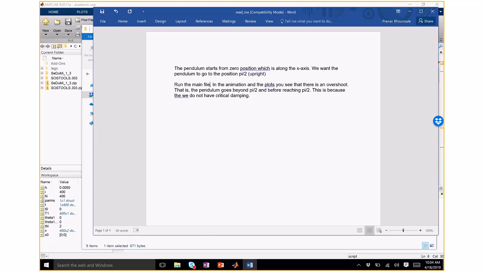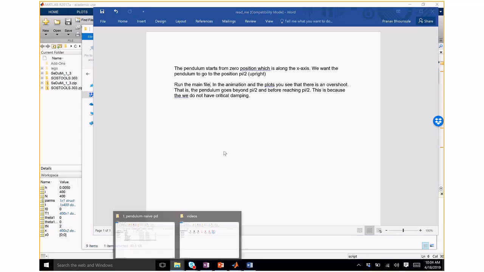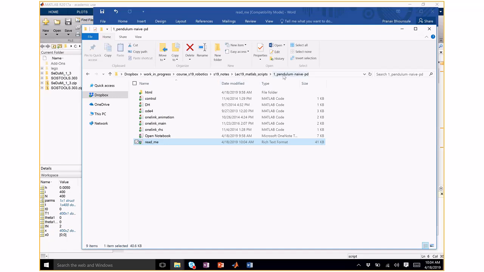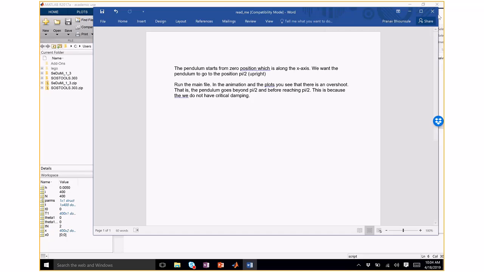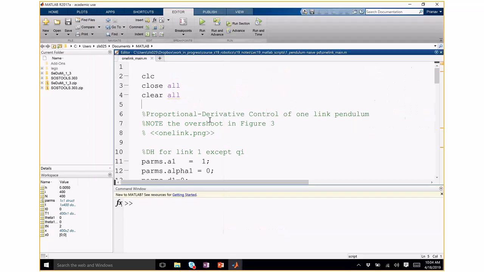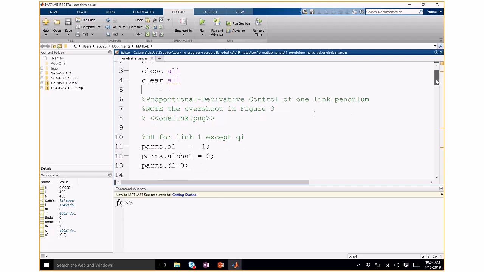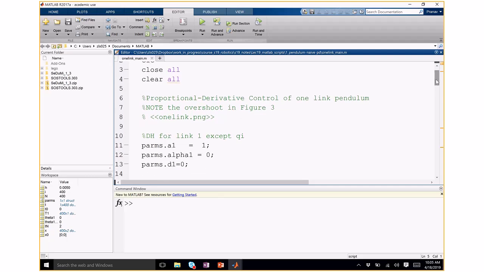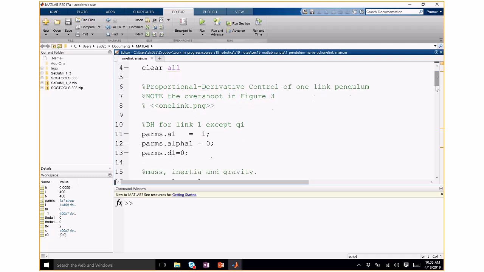Essentially what I'm doing is a PD control. The name of the folder, which makes it obvious, is called naive PD control, so here, pendulum naive PD. Let's see what happens. I'm going to take the main file. Essentially it's the same equation which we derived when we did the dynamics of a single link pendulum some time back. We wrote the Lagrangian and so on. It's the same file, except that now there's control.